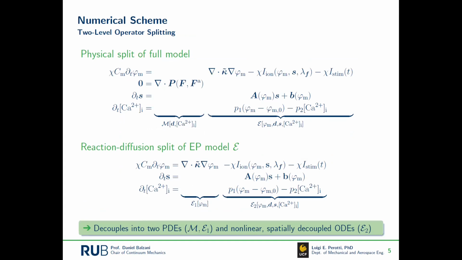And as I've shown on the previous slide, we decouple the mechanics additively from the electrophysiological part. And again, usually the EP part is solved with some operator splitting, where we decouple the linear diffusion problem from the nonlinear internal variables, which gives us very efficient schemes.